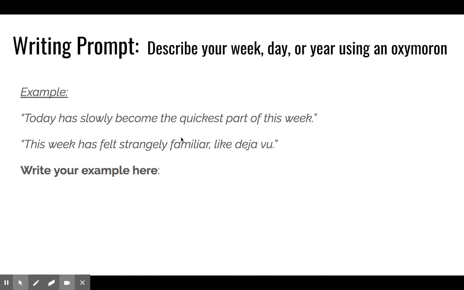So remember, an oxymoron is when you're taking two words that have opposite meanings, slow and quick, strange and familiar, and you're using them to describe something in a way that creates a different meaning. So go ahead and write your example here, and then we'll keep going.